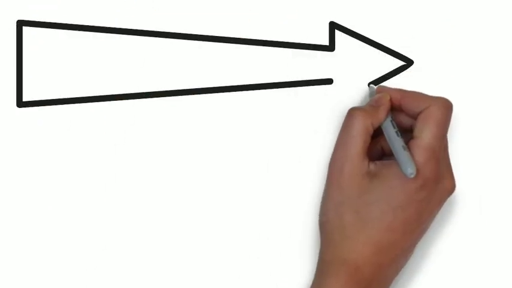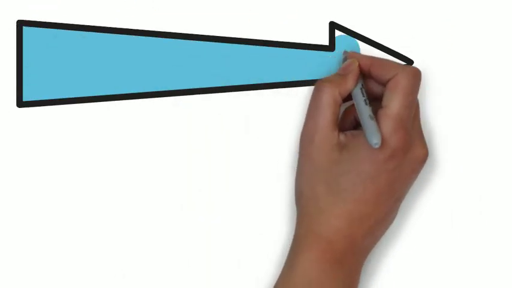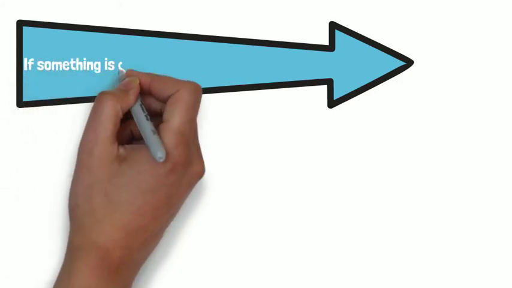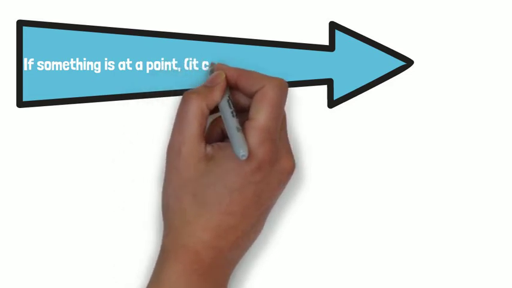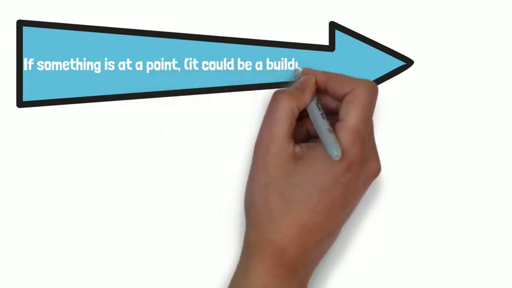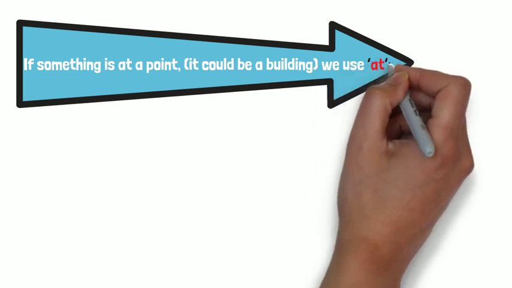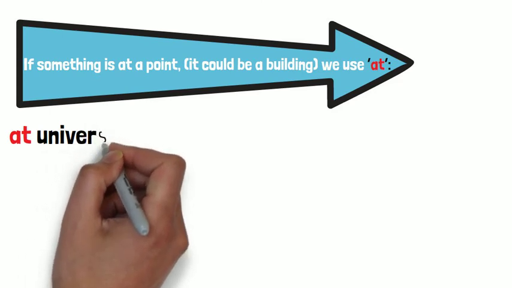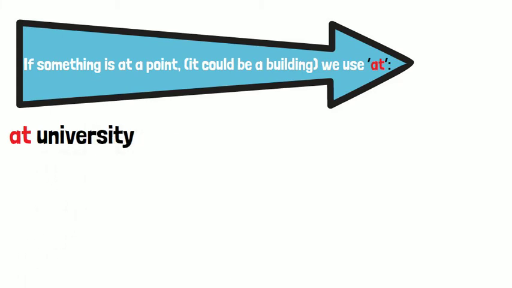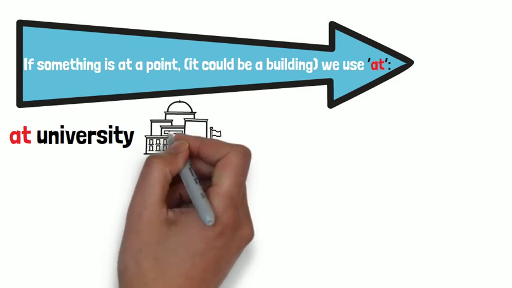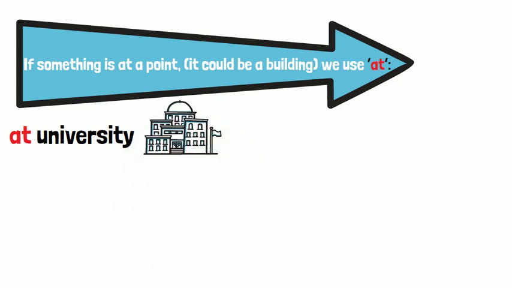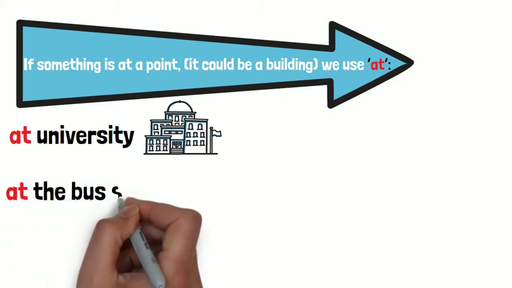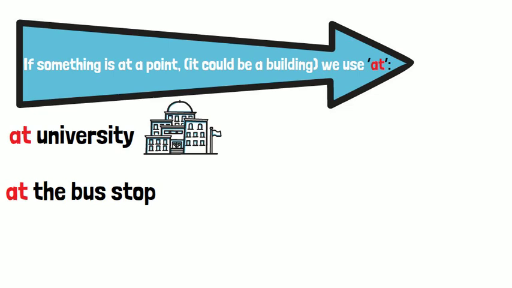Let's move to the third preposition, which is at. If something is at a point, يعني في نقطة معينة. It could be a building. يمكن أن تكون بناية. We use at. مثلا على سبيل المثال البناية نستعمل at university. At university في الجامعة، يعني أنا في نقطة معينة من الجامعة. مثلا أنا في باب الجامعة أقول I am at university.